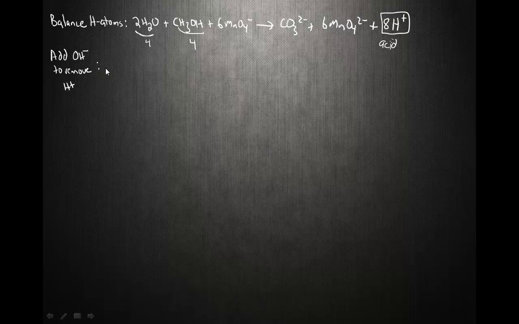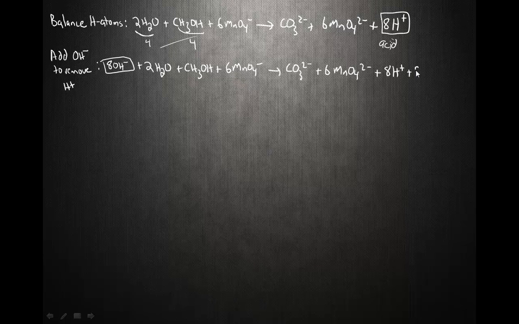So the only thing that's sort of different about the OH minus is that we are going to add it to both sides. So how many OH minuses do I need to get rid of 8 H pluses? Well, I need 8. So I'm going to have to add 8 OH minus to both sides, like so.